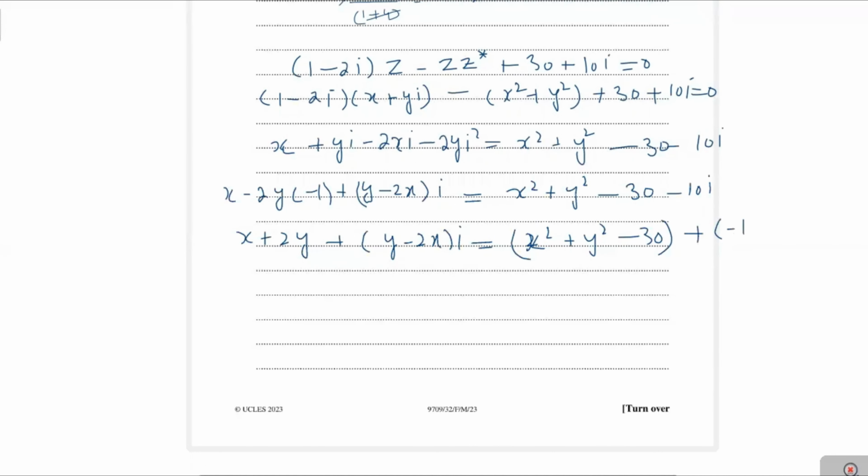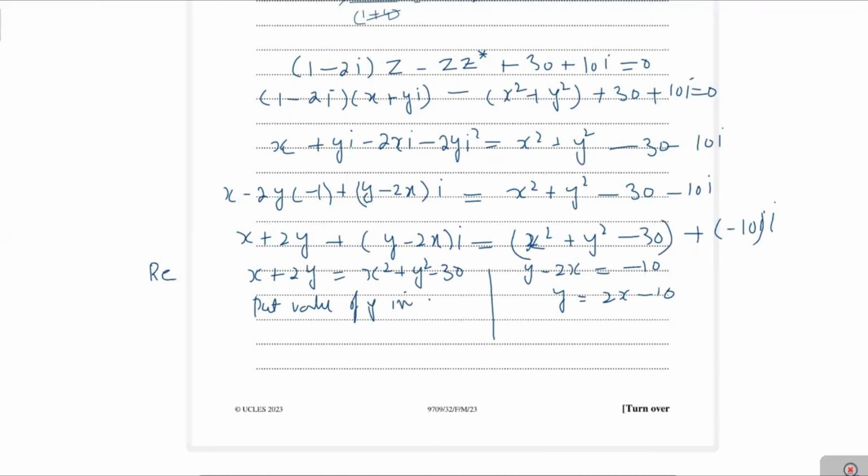Plus minus 10i. Now we separate the real value. Compare the real values. You see here x plus 2y will be equal to x squared plus y squared minus 30. And same here, y minus 2x equal to minus 10. Now we can write y equal to 2x minus 10. Now we put the value of y in the above equation.